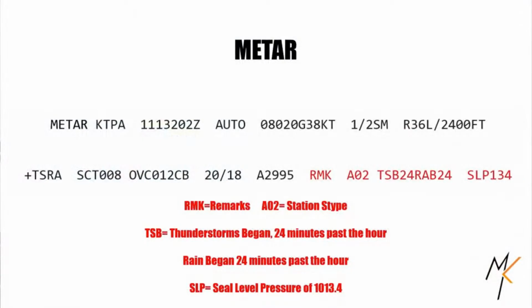RMK stands for remarks, and the A02 means our station type. This could also say A01. TSB24 means thunderstorms began. The 24 indicates how many minutes past the hour, so 24 minutes past the hour. RAB24 means rain began. RA is rain. The B means began. This also occurred 24 minutes past the hour. The final piece of info is the SLP134, the sea level pressure.